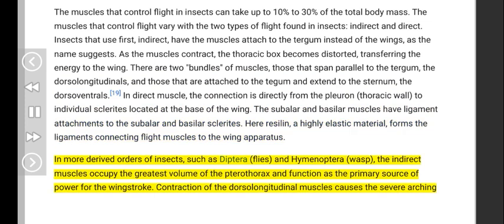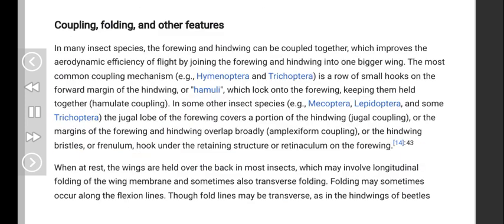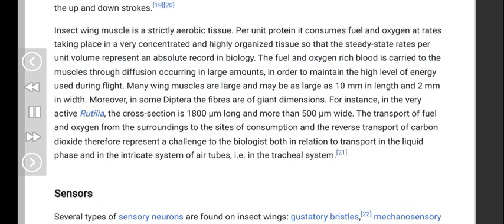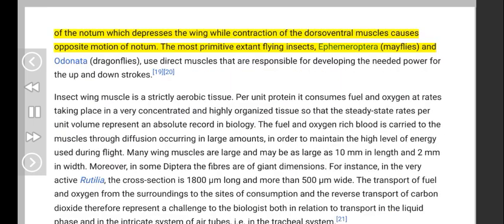In more derived orders of insects, such as Diptera, flies, and Hymenoptera, wasps, the indirect muscles occupy the greatest volume of the pterothorax and function as the primary source of power for the wing stroke. Contraction of the dorsolongitudinal muscles causes the severe arching of the notum, which depresses the wing, while contraction of the dorsoventral muscles causes the opposite motion of the notum.